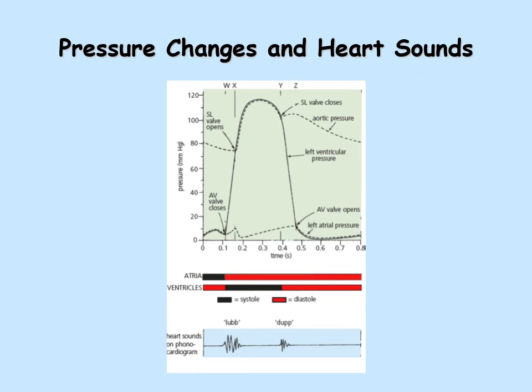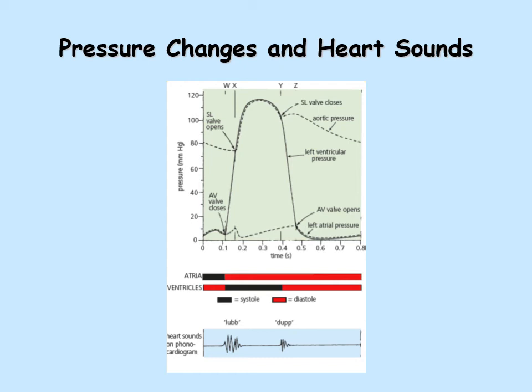So this slide here is looking at the pressure changes and the heart sound. If we look at the graph first of all, you can see that the x-axis is looking at time from 0 to 0.8 seconds, because that's the average time for the cardiac cycle to occur. And the y-axis is looking at the blood pressure, which is measured in millimetres of mercury.